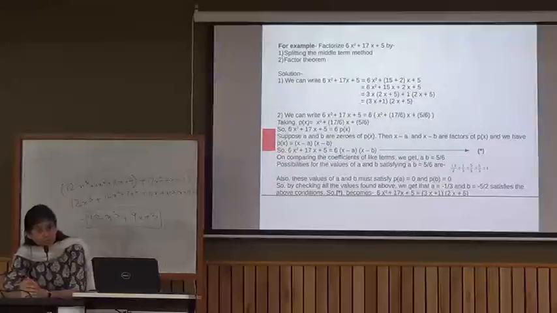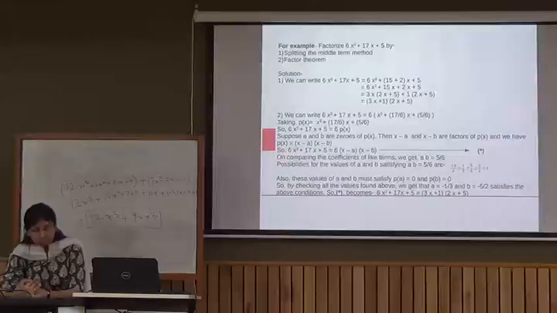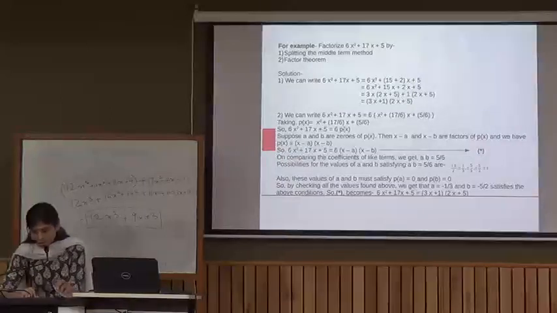Now, by using the hit and trial method, we find the possibilities of a and b such that ab is equal to 5 by 6. Here we get plus minus 1 by 2, plus minus 1 by 3, plus minus 5 by 3, plus minus 5 by 2 and plus minus 1. Also, please note that since a and b are zeros of the polynomial, we must have p(a) and p(b) equal to 0. Now, checking the values which we have just found by hit and trial method for p(a) equal to 0 and p(b) equal to 0, we get that a is equal to minus 1 by 3 and b is equal to minus 5 by 2 satisfies the above conditions.